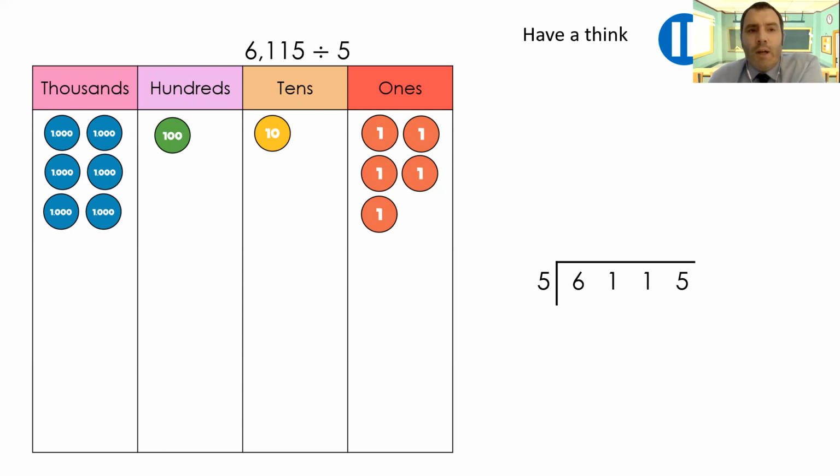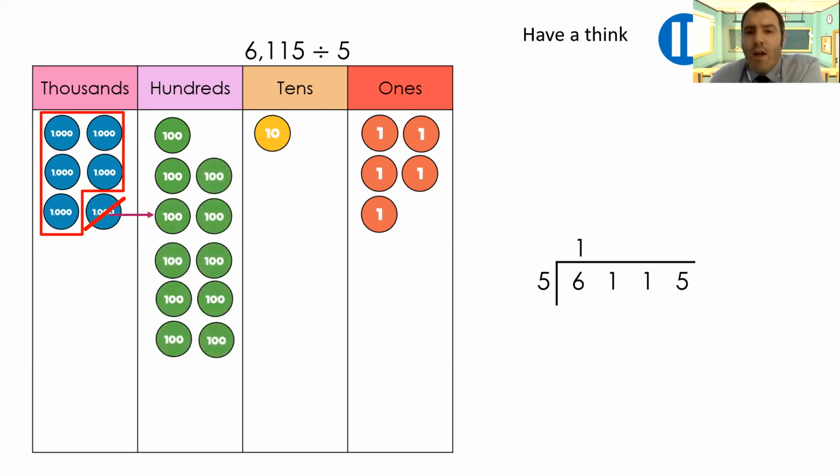So first thing we're going to do, we're going to look at our thousands. I've got 6 in this. I'm going to take one lot of 5 out of there. I can't do any more. I can't split one thing between 5. So I'm going to put 1 above the 6. My next step now, I've got the thousands to exchange. So I'm going to do that now. So that 1,000 becomes 10 hundreds. I've now got 11 hundreds.